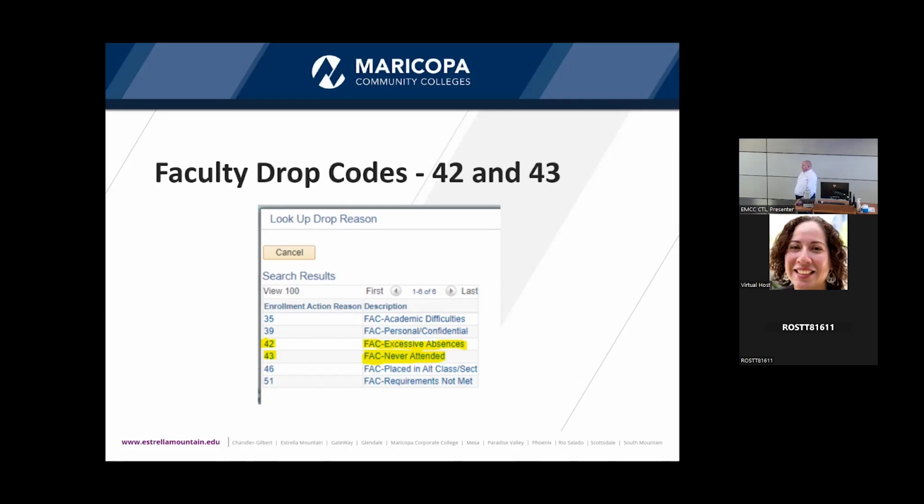That's a really good example, and especially if it's after the time frame when the student can drop themselves, when the faculty member has to drop them. Yeah, that would be a really good example.